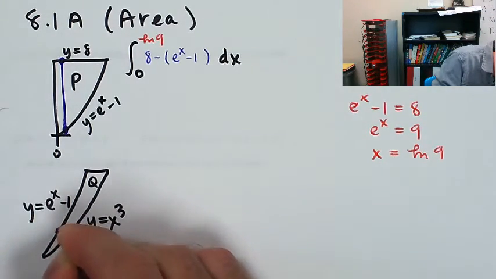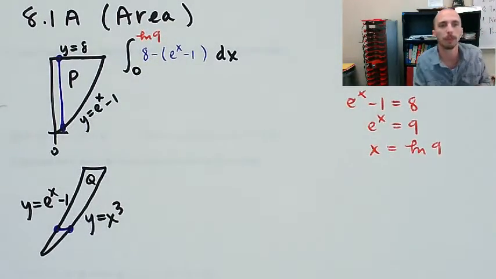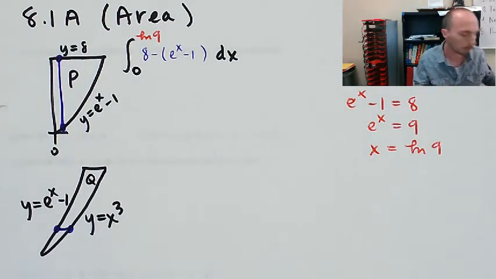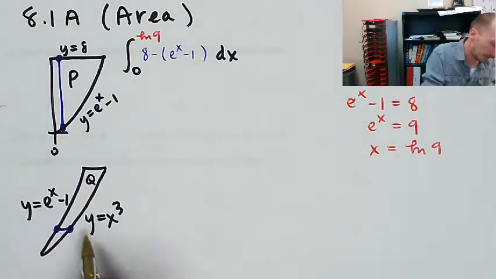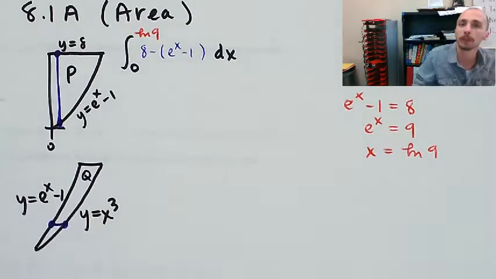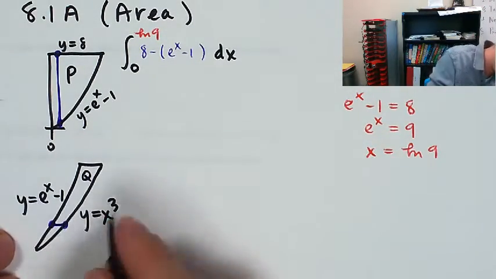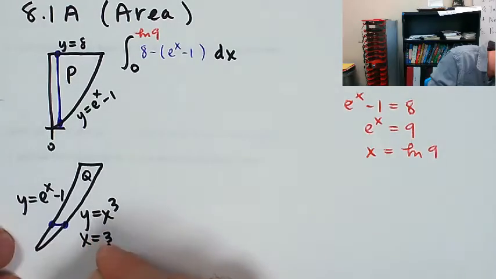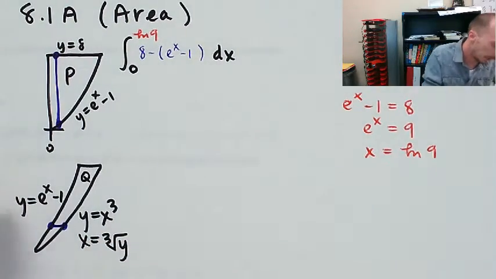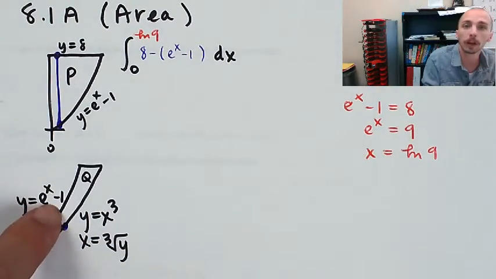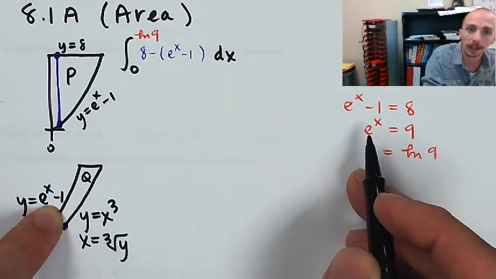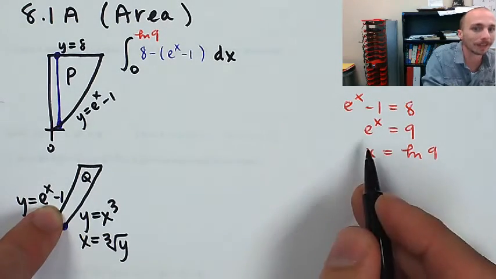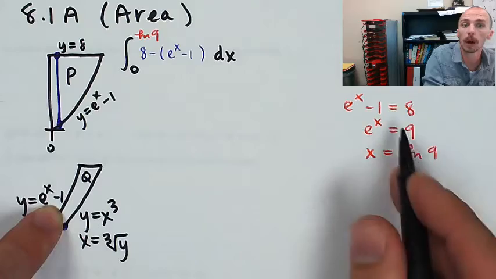These would be my rectangles, and their heights would be delta y, meaning that I would have to integrate with respect to y. So I'm going to need to write these as x as a function of y. If y equals x to the third, then x equals the cube root of y. And if y equals e to the x minus 1, I could solve for x the same way I did over here by adding 1 and taking the natural log. So x is going to be the natural log of y plus 1.